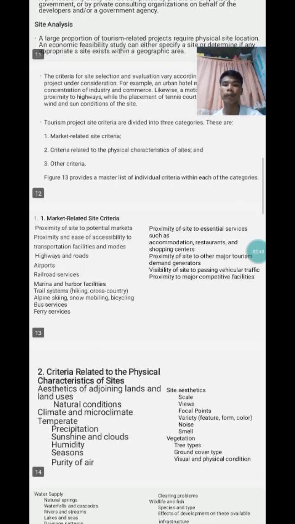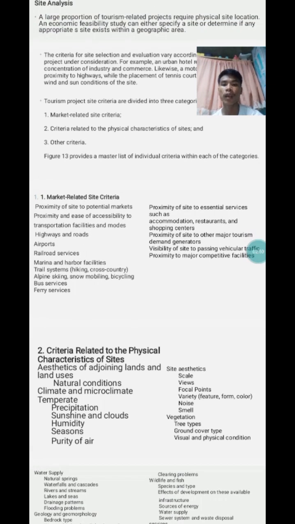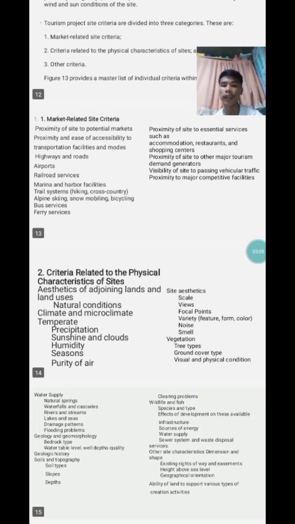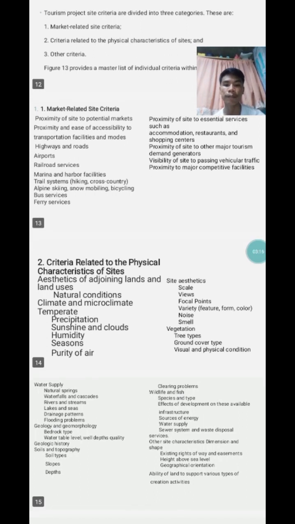Market-related site criteria: proximity of site, potential markets, ease of accessibility, transportation facilities and modes, highways and roads, airports, railroad service, marina and harbor facilities, trail system, hiking, alpine skiing, snowmobiling, bicycle, bus service, ferry service.